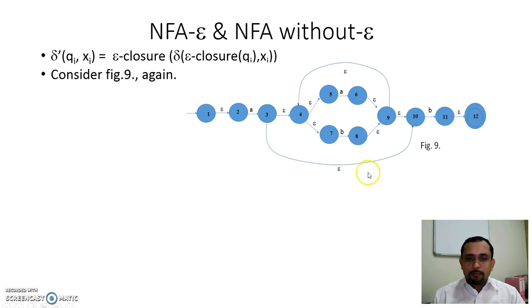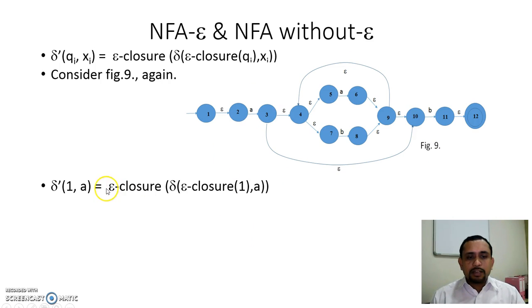We'll take the same example which we have seen in the previous slide, and for that we'll calculate delta dash from the first state on the input of A. So here we need to first calculate the epsilon closure of 1, which is 1, 2. That is, from 1 itself it is epsilon reachable. Similarly, on epsilon from 1 we can reach 2. So 1, 2 comes under the epsilon closure of 1.